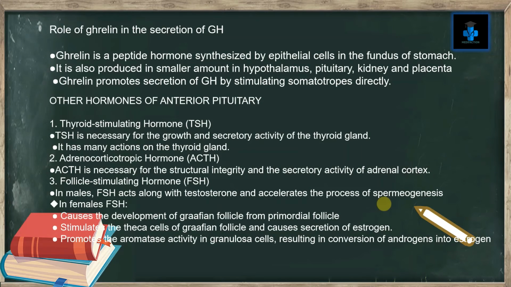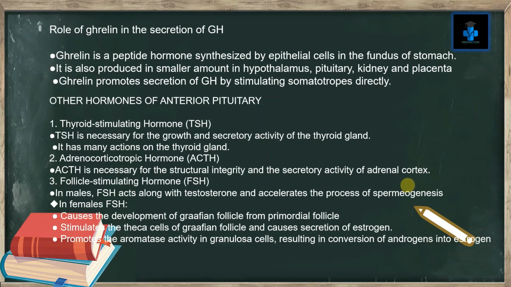Role of ghrelin in the secretion of growth hormone. Ghrelin is a polypeptide hormone synthesized by epithelial cells in the fundus of stomach. It is also produced in smaller amounts in hypothalamus, pituitary, kidney, and placenta. Ghrelin promotes secretion of growth hormone by stimulating somatotrophs directly.